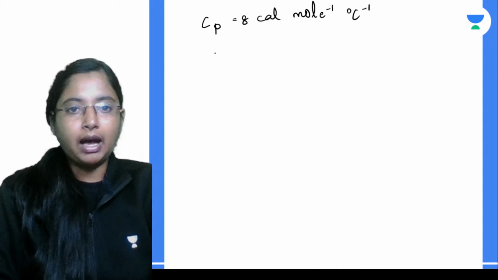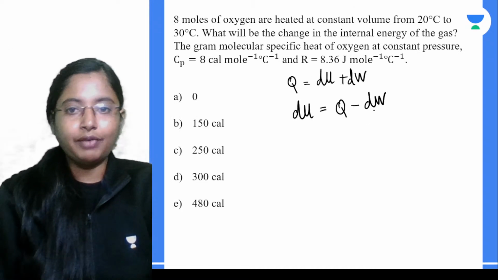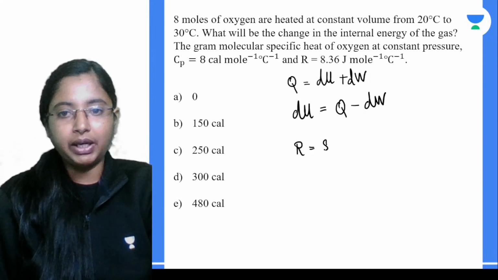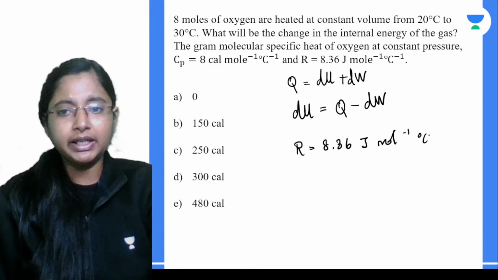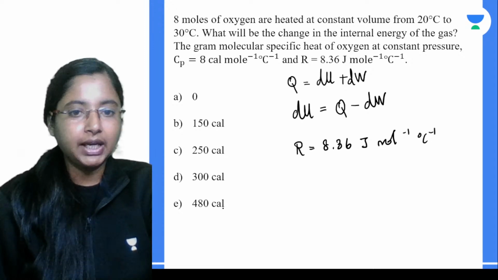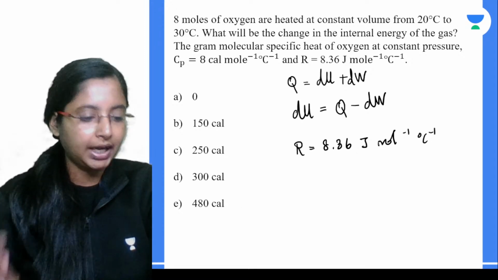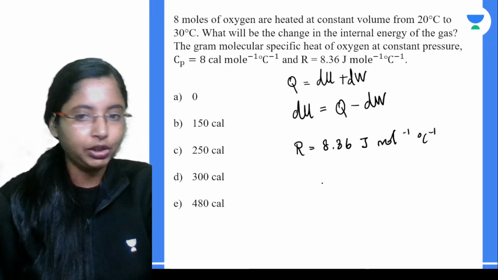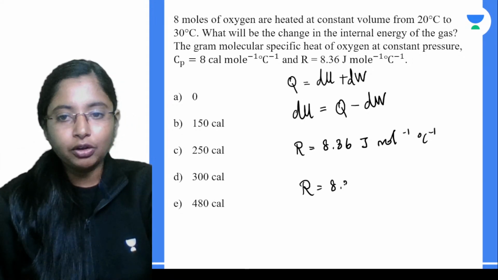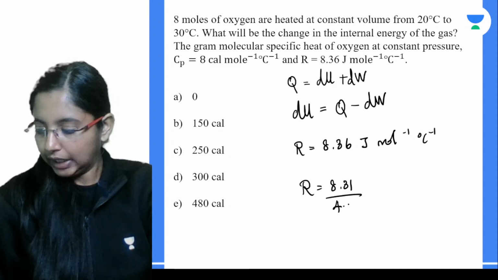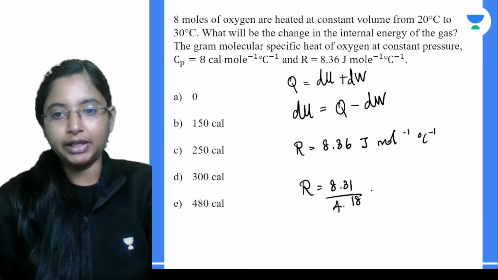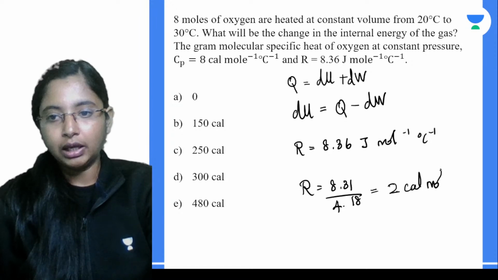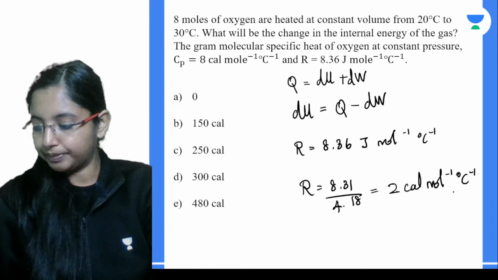Now look at the R value over here. What is the R value? R is nothing but 8.36 joule per mole per degree Celsius. We want the answer in calories, so we have to convert joules to calories. If you want to convert from joules to calorie, you divide this quantity by 4.18. If you divide these two, you will actually get 2. So this is nothing but 2 calorie per mole per degree Celsius.